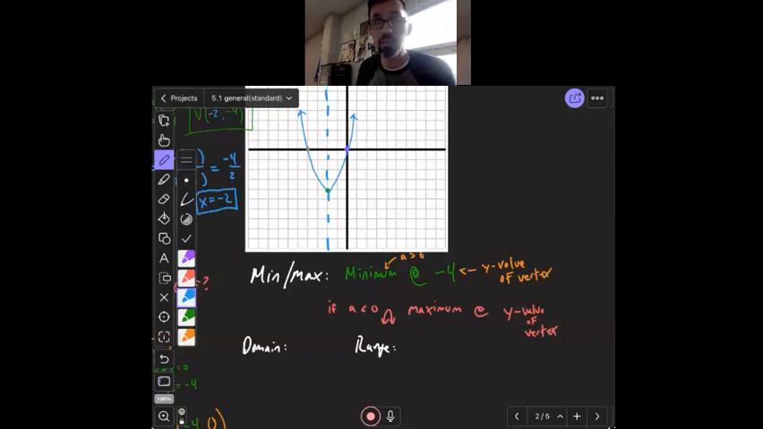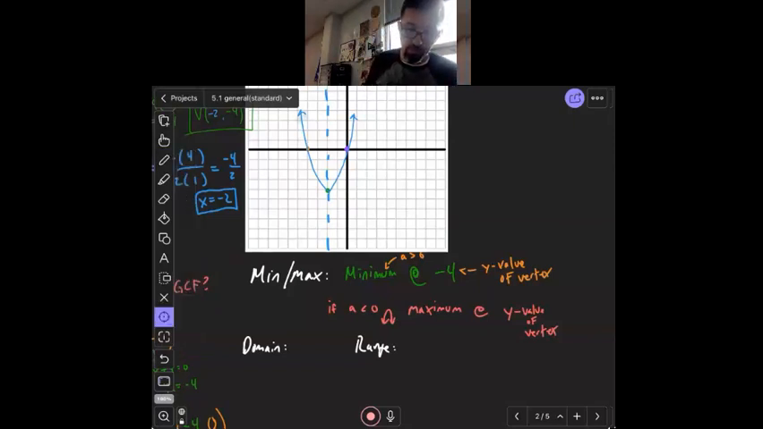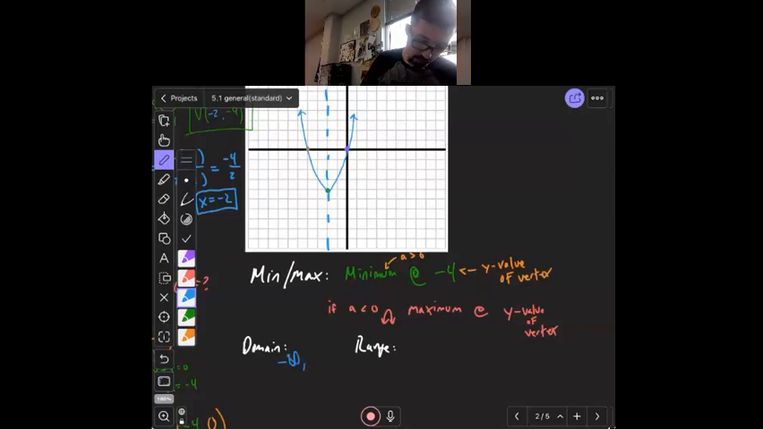Domain, go back to your toolkit functions, or you look at the graph, right? Domain, this goes left forever, goes right forever. So this is always all real numbers. So if you're ever asked to find the domain of a quadratic function, easy peasy.